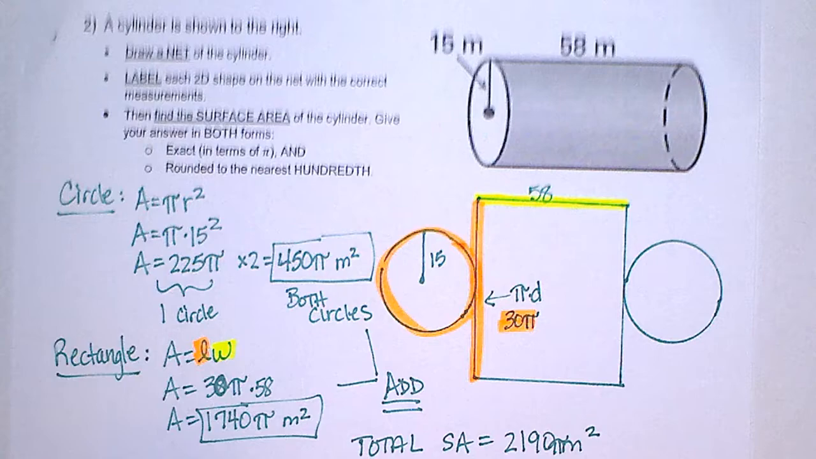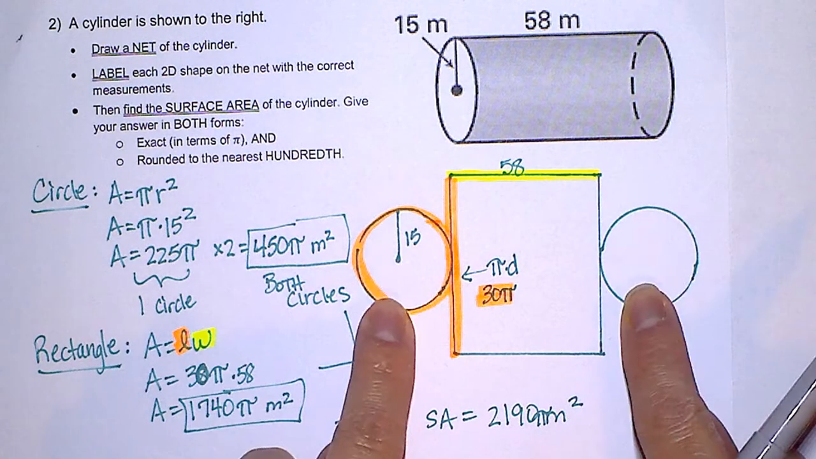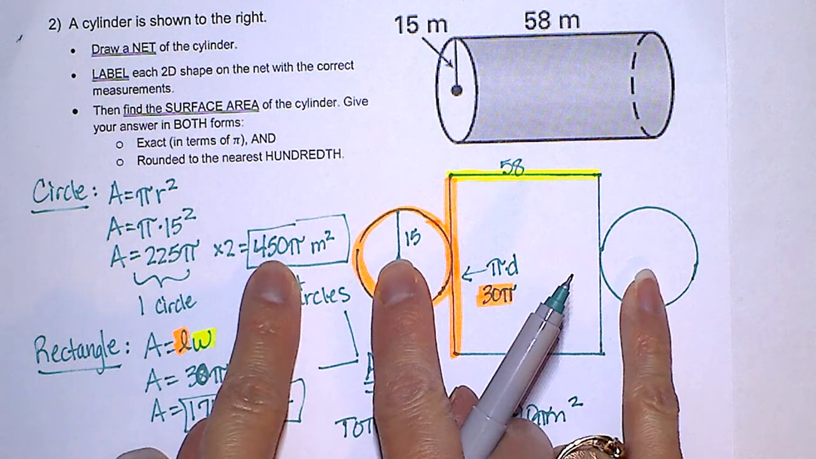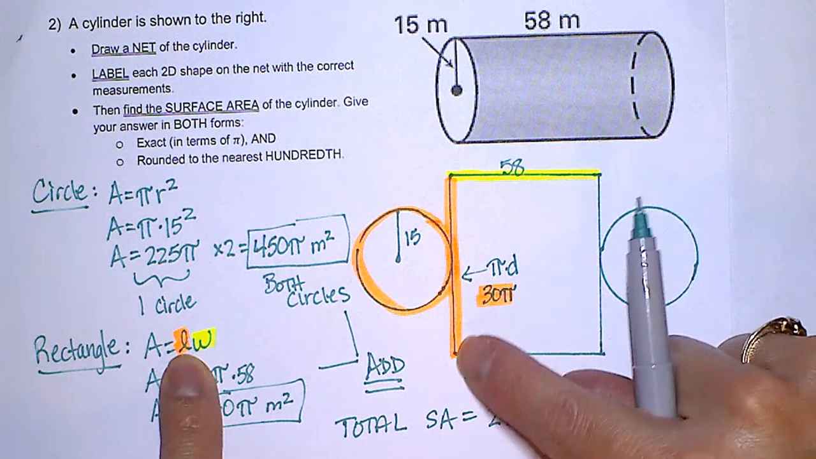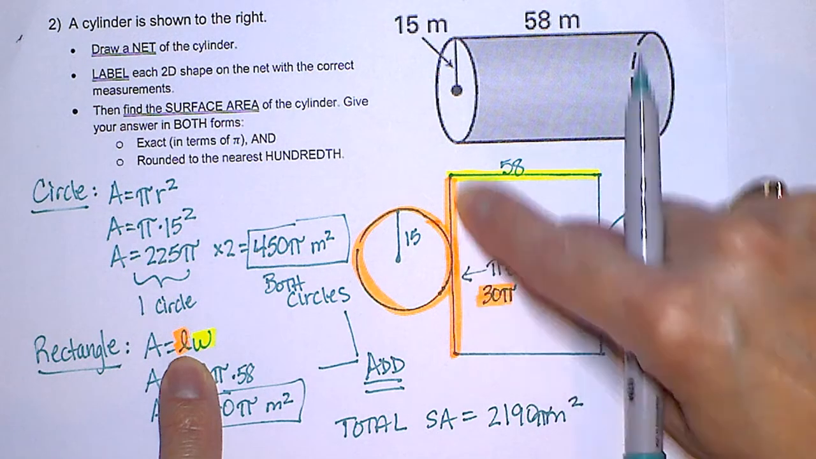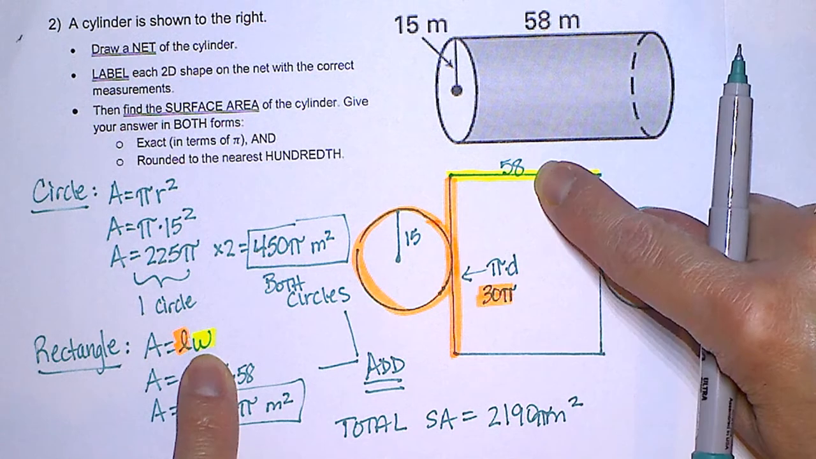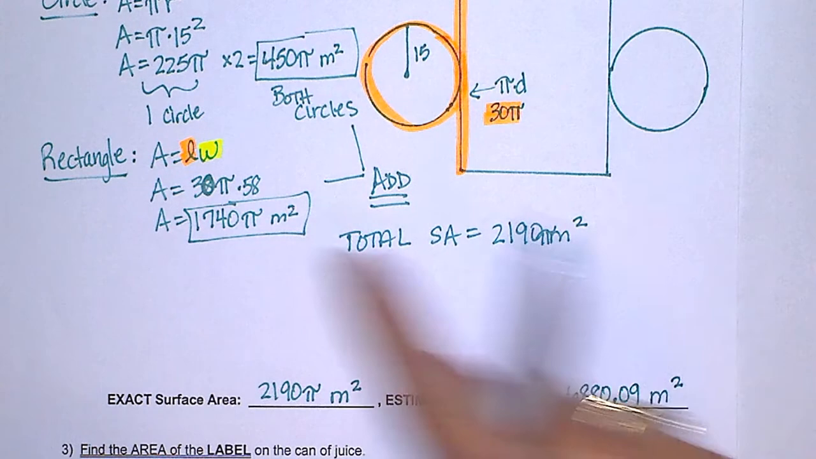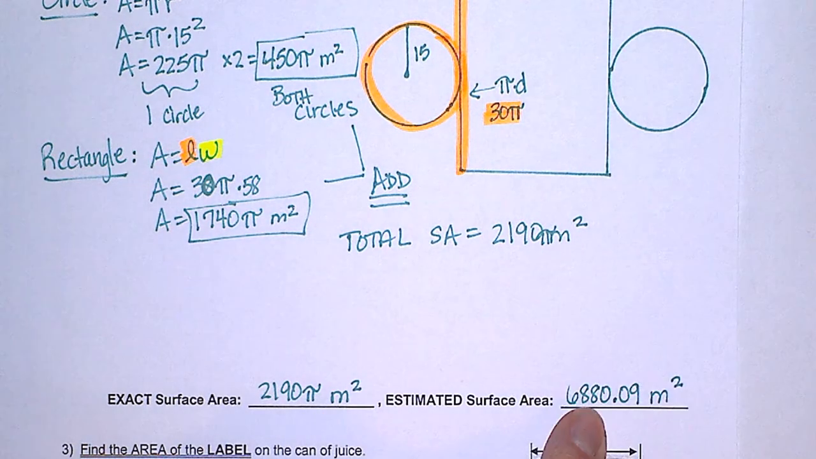So a quick review. We took the cylinder, we cut it apart and laid it flat, so 2 circles and a rectangle. We found the area of both circles. Then to find the area of the rectangle, we had to find the length of the rectangle, which is the outside of the circle, times the width. This was our rectangle. We added the two together in terms of pi, and then we calculated it using the pi button.